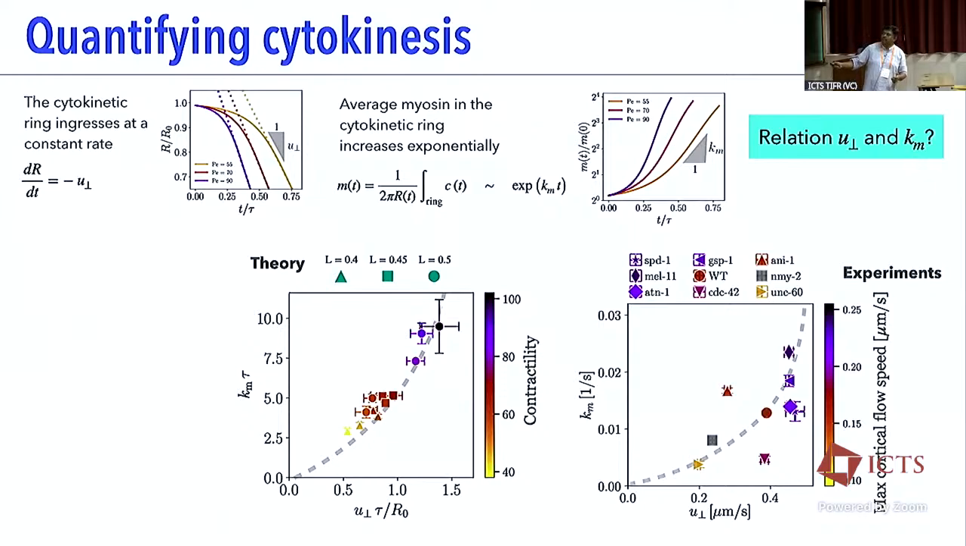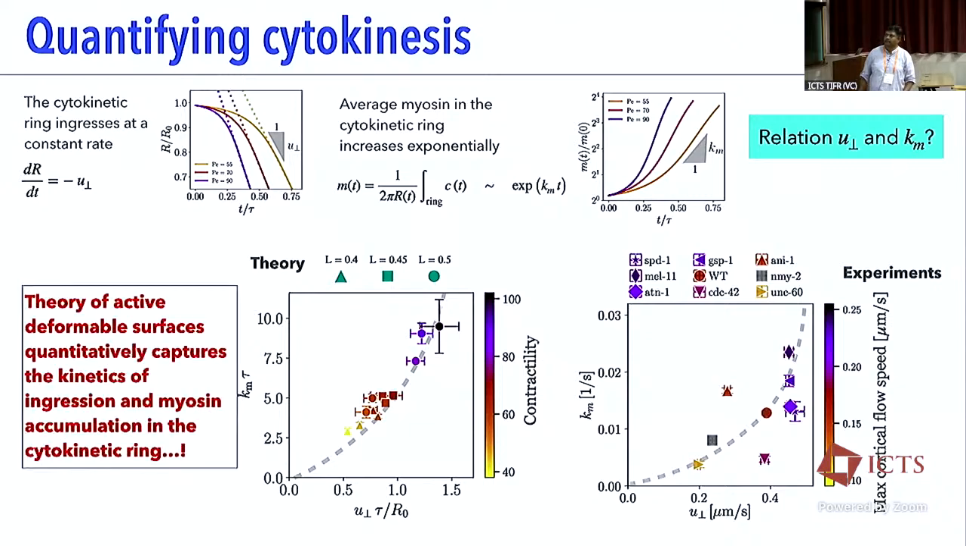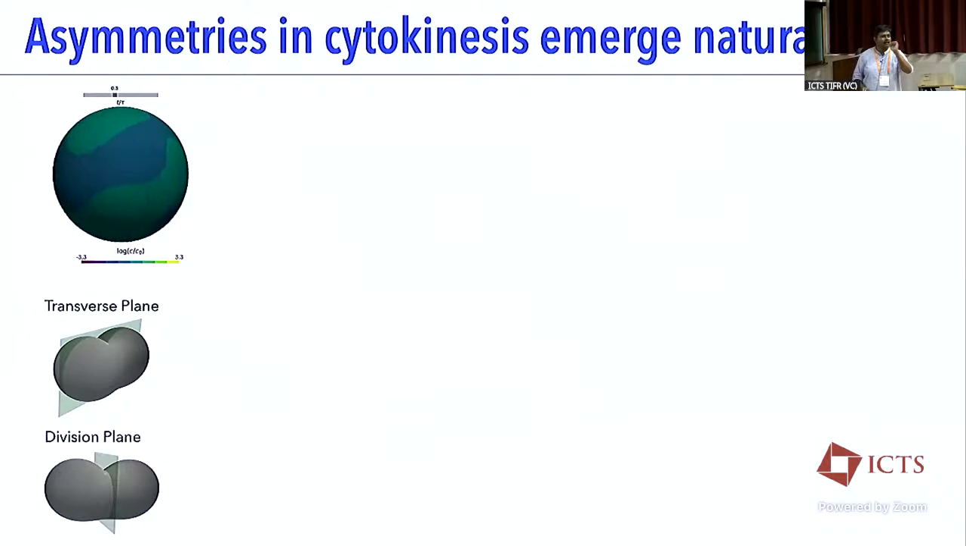The experiment is done by knocking off several genes, doing RNA perturbation of genes, and then redoing all these experiments, getting the 3D data, segmenting, analyzing, finding out the ingression rates, accumulation rates, and then asking how the accumulation rates depend on the ingression. So the theory of active deformable surfaces seems to quantitatively capture both the kinetics of ingression and the myosin accumulation in the ring. Now the asymmetry.